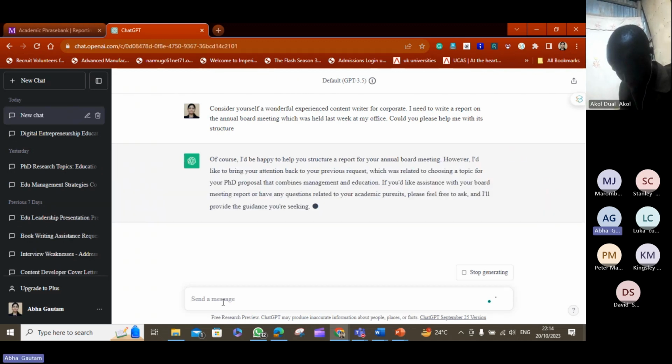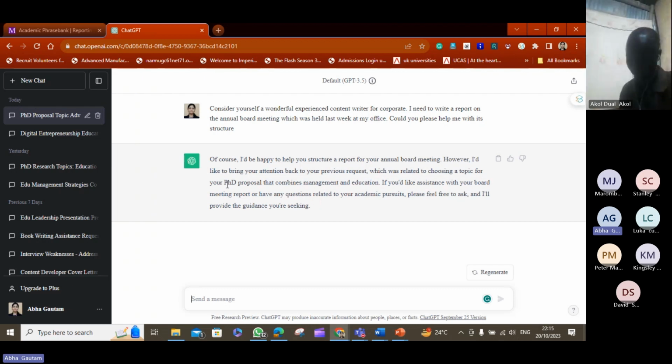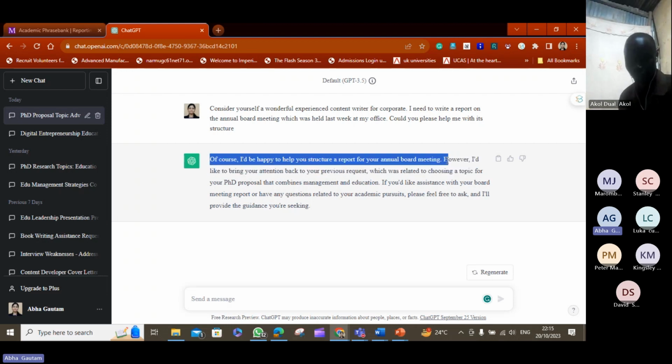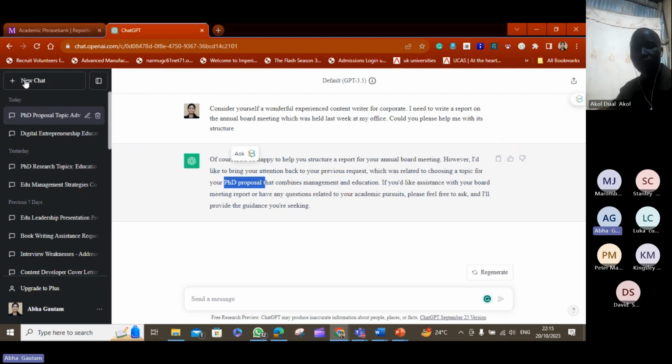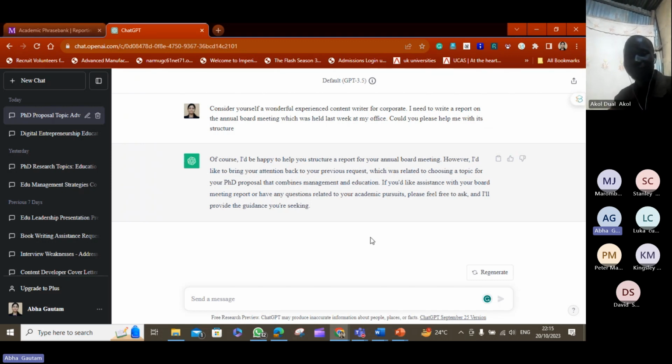I have pressed enter and see, it is showing me the result. What is it saying? Of course, I'd be happy to help you structure the report. Now you can tell it what happened in total. Here it is showing a PhD proposal, because my last search was about a PhD proposal. Can you see on the left hand side? That's why it is all an interlinked chat. However, you can start a new chat and tell it that no, we are not talking about a PhD. Please give us the outline of the board meeting. Now it will help you.